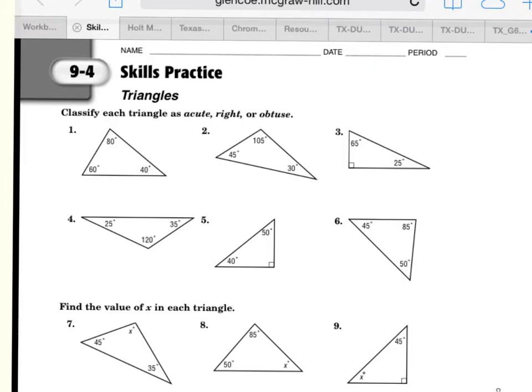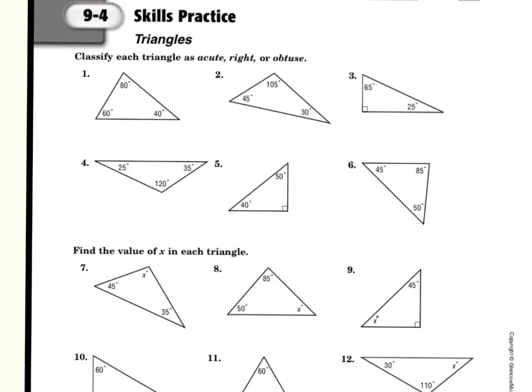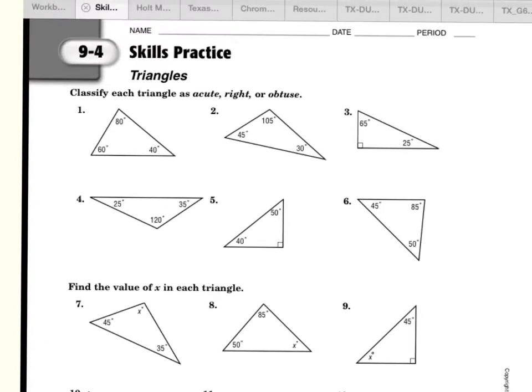Okay, so in your Cornell notes, you're going to number your paper from 1 to 15, and you're going to be answering all 15 of these questions. And we're going to move fast, so if you need to press pause, you can. Let me get a nice color on here. Okay, so let's look at number 1.